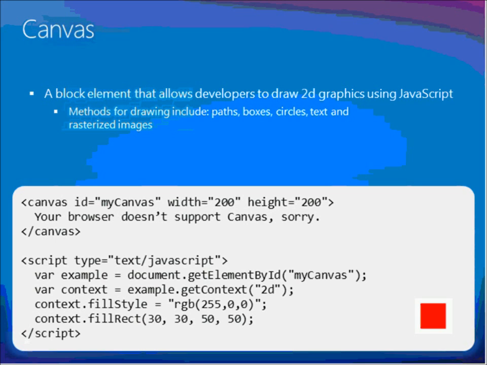And I said I wanted to draw a rectangle, so fill rectangle, 30, 30, 50, 50. And the 30, 30 is the X and Y axis within the Canvas context. And 50, 50 is the size of the rectangle that I want to draw. So a quick, easy Canvas sample.